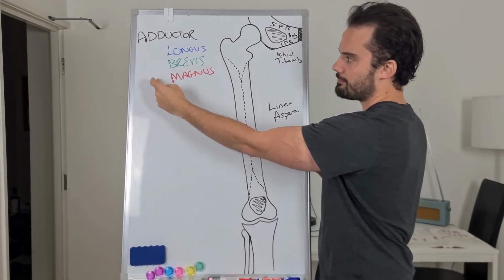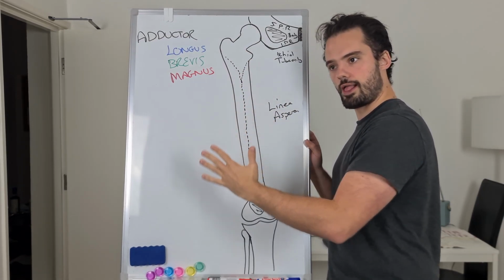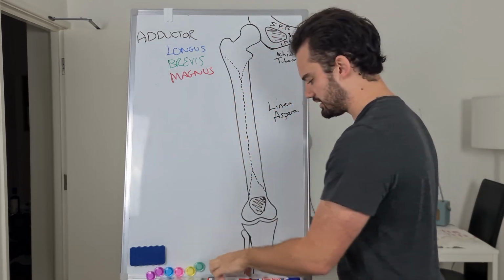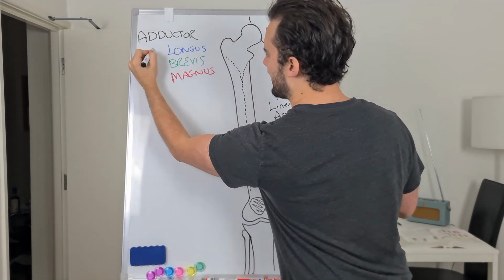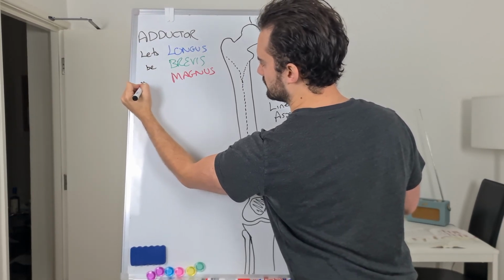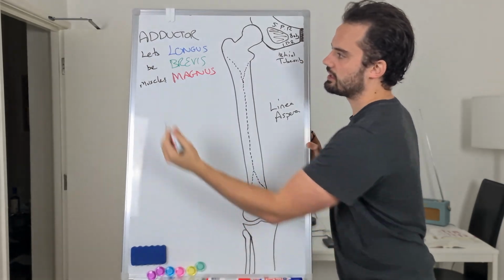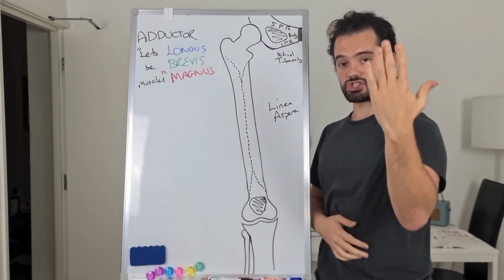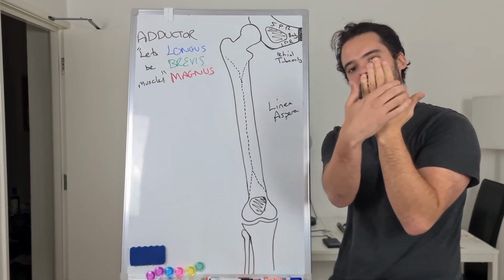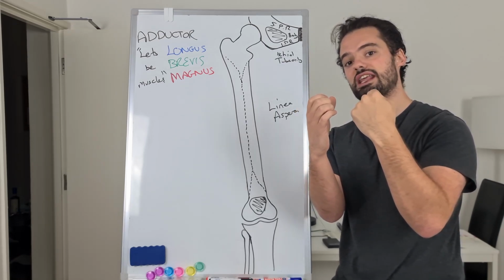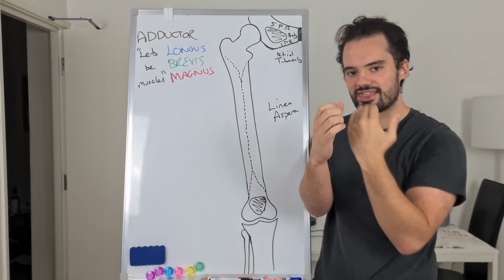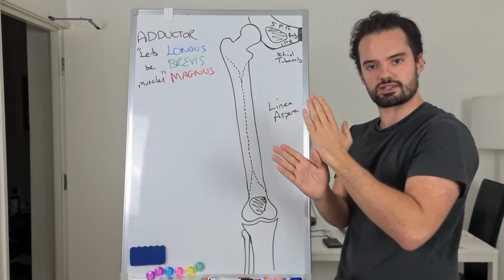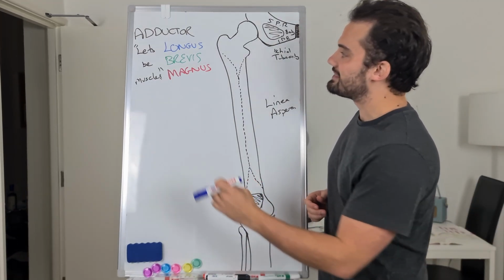Now, I've written them in this order because from an anterior view, this is the order that you'll see them, from front to back: longus, brevis, magnus. I always used "let's be muscles" to remember that. So when you're looking from the front, you'll see adductor longus first. You might just have to peel it away to find brevis underneath, and then underneath that, you'll see part of magnus. Magnus is so big that you'll see it in other places, but that's the way to think about it.